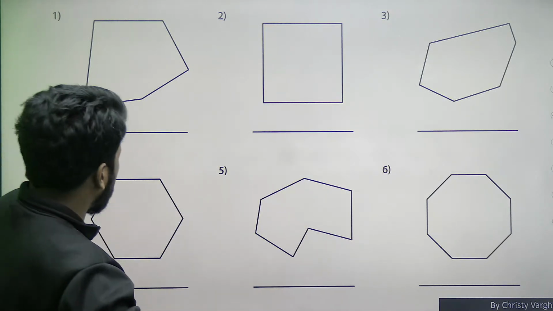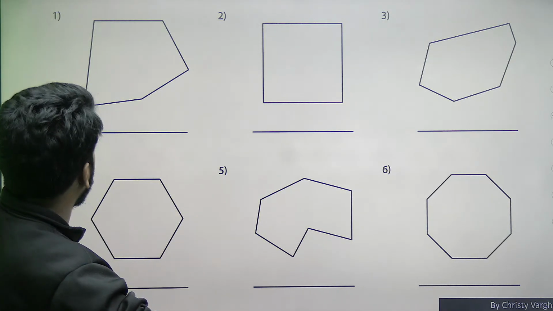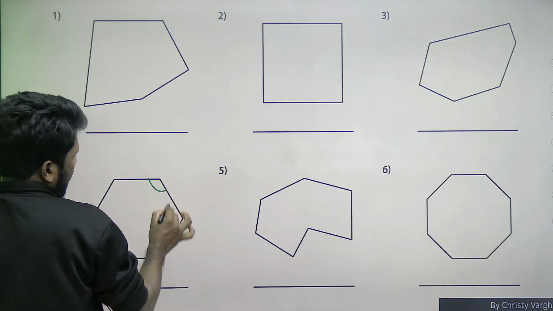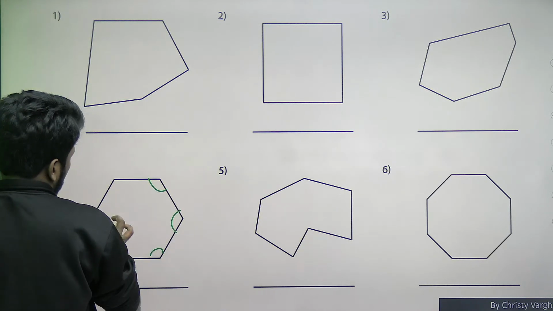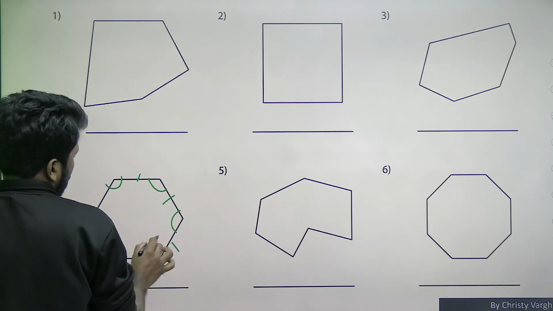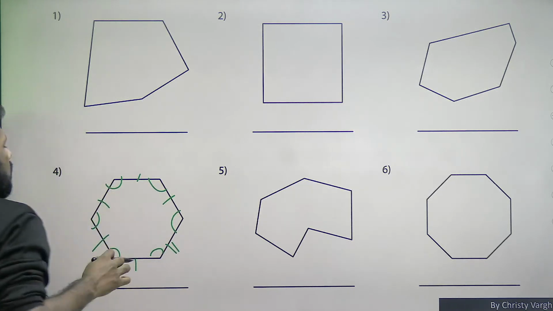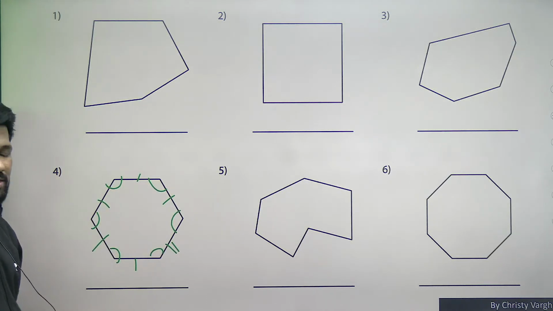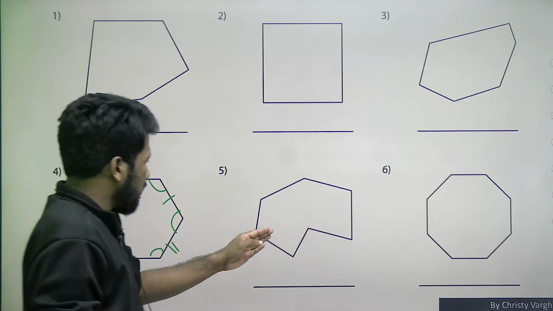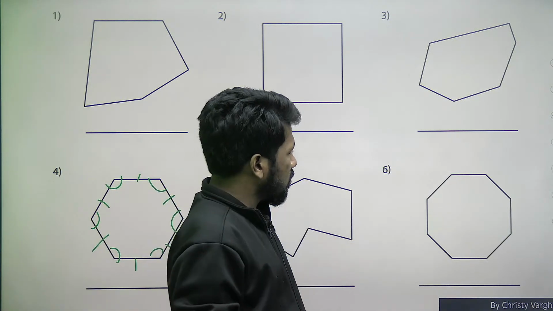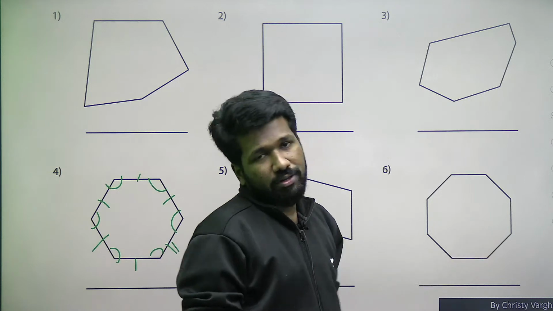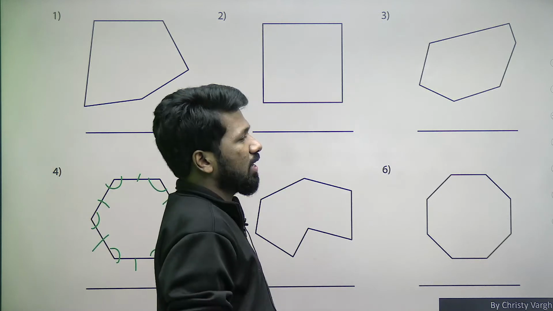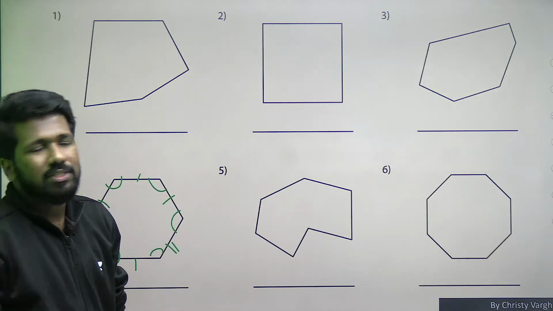Regularity and irregularity will be clear from some pictures, and not as clear from others. Yeah, clearly this is regular, right? All angles are equal. All sides are equal. Or we can say this is a regular hexagon. Hexagon means six-sided polygon. This is not regular. Angles are not equal anyway. This is also regular. This is a regular octagon. And this is a square, so it's a regular quadrilateral.